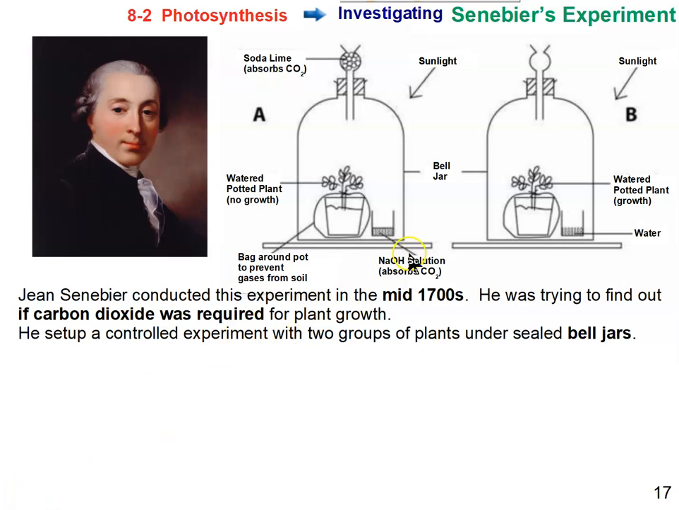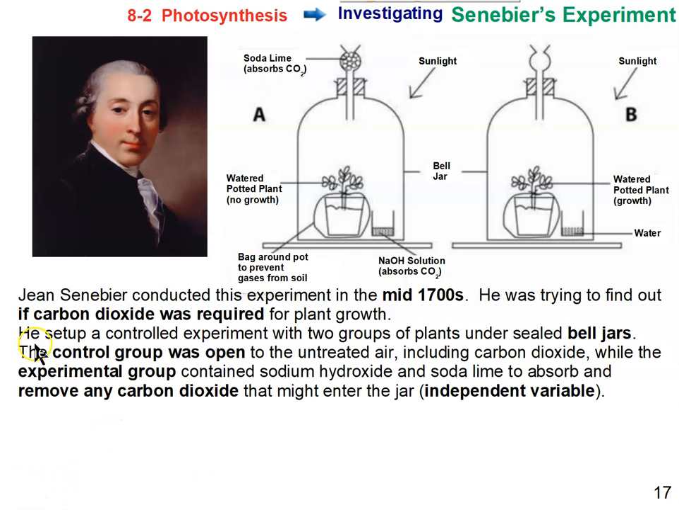There was also sodium hydroxide solution inside the bell jar, and that also absorbs carbon dioxide. So he took 2 measures to make sure that there was no carbon dioxide within the bell jar for the experimental group. As I just explained, the control group was open to the untreated air, including carbon dioxide, while the experimental group contained sodium hydroxide and soda lime to absorb and remove the carbon dioxide. And that was the independent variable.